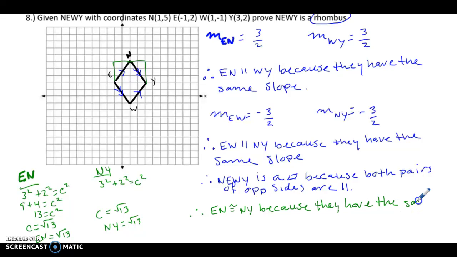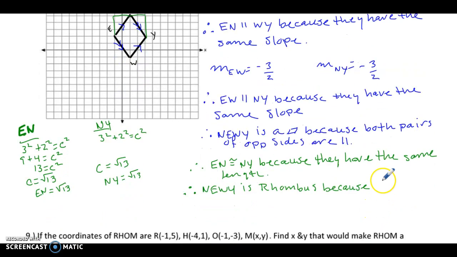And then my final conclusion, and I realize there's a lot of them, but my final conclusion is that NEWY is a rhombus because it is a parallelogram with consecutive sides congruent.